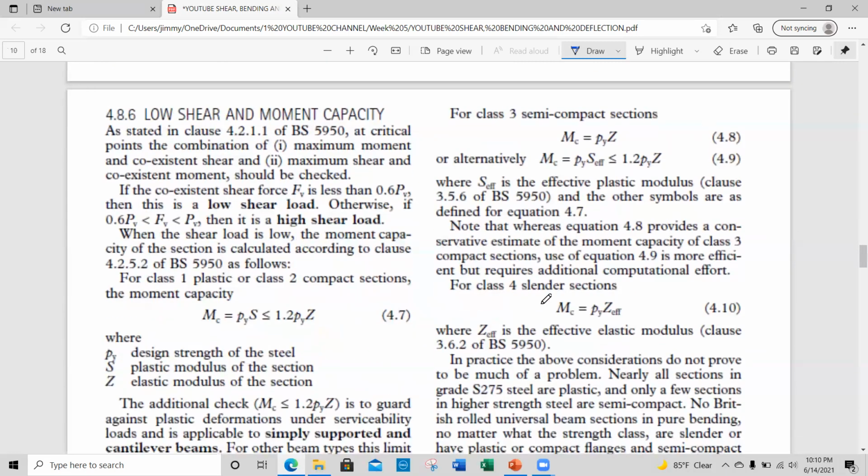Then of course, we also have to check if it's low shear, and then check also the moment capacity. According to the clause 4.2.1.1 in BS5950, at critical points of combination, maximum moment and coexistent shear, and then maximum shear and coexistent moment should be checked. So how do we check this?